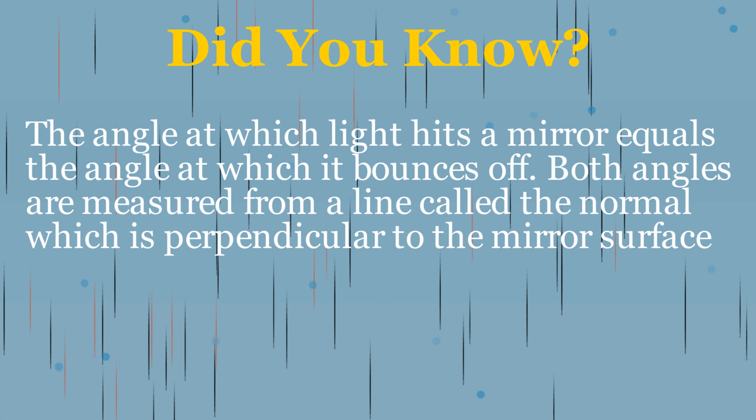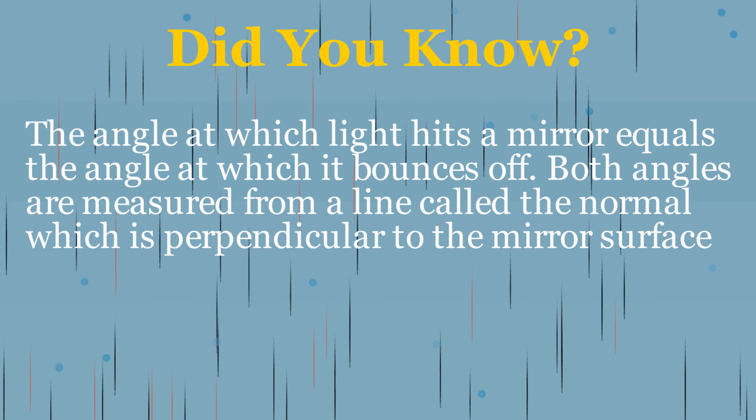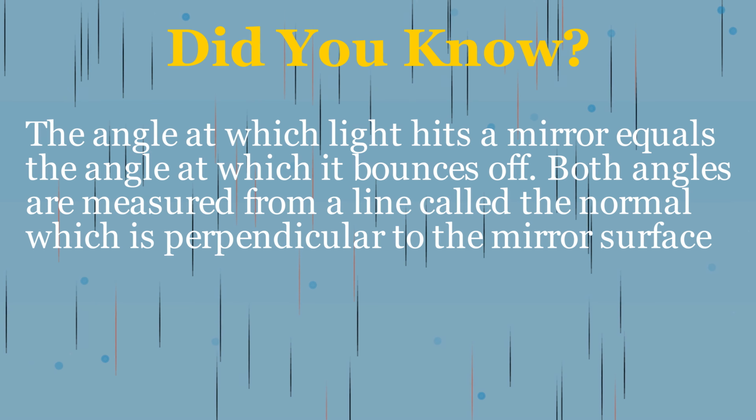Here's something cool: the angle at which light hits a mirror equals the angle at which it bounces off. Both angles are measured from a line called the normal, which is perpendicular to the mirror surface.